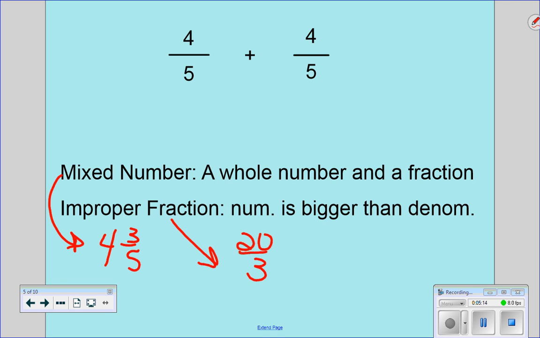So I'm going to do the one on top here. I have 4/5 plus 4/5. You want me to wait a second? Some of us are still writing. I can wait for a little bit here.